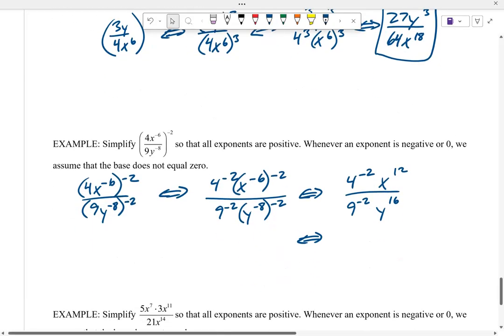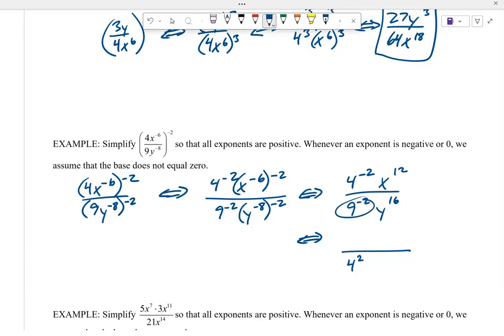So I'm looking at that 4 to the negative 2. That's going to go down and become 4 squared, right? Because 4 to the negative 2 is 1 over 4 squared. That 9 to the negative 2 on the bottom is going to go up and become 9 squared on the top. These ones are already positive exponents. x to the 12, that's fine. y to the 16th. So it looks like we got 81 x to the 12th over 16 y to the 16th.